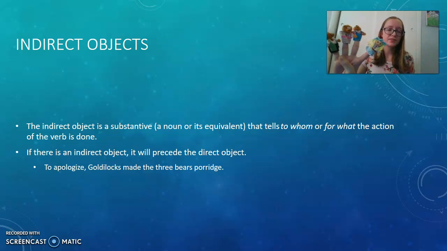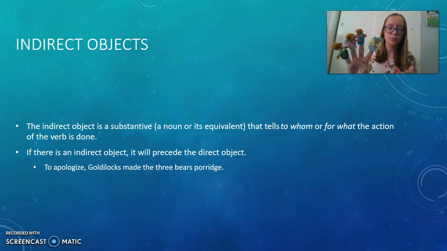To apologize, Goldilocks made the three bears porridge. So Goldilocks and made are the subject and verb. But what did she make? She made the porridge. And for whom did she make the porridge? For the bears. Three and the are describing bears. So porridge would be your direct object, and bears would be your indirect object.